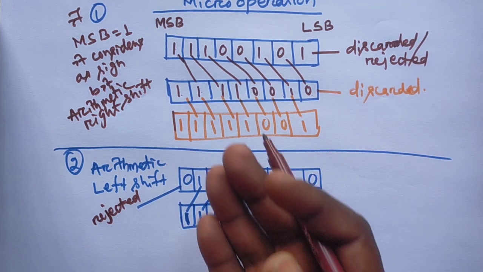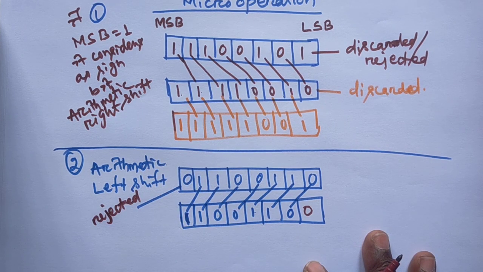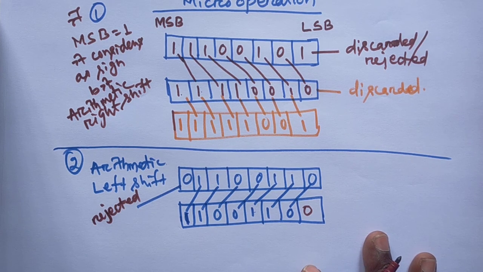If it is 0, no problem, the same 0 we can put, because it is 1 for the sign bit and 0 for the unsigned bit. It doesn't matter, the same thing you can consider. But we have checked that it is a 1 or 0, that's all.